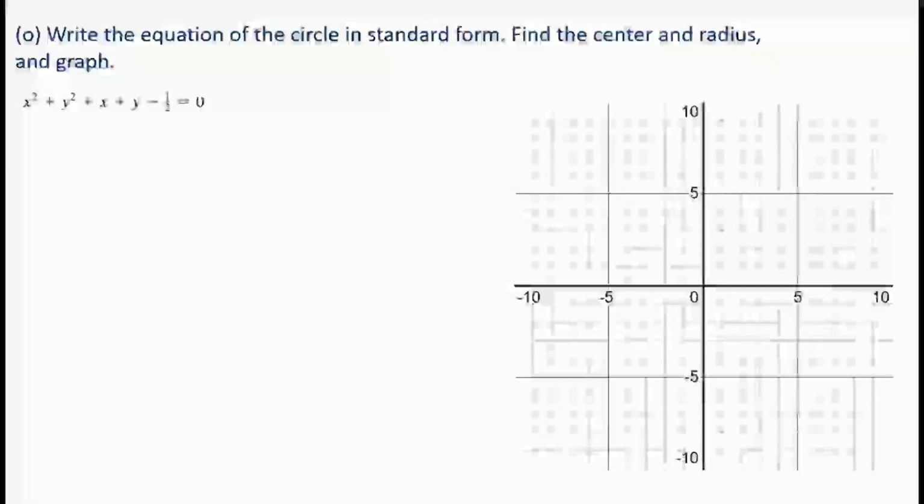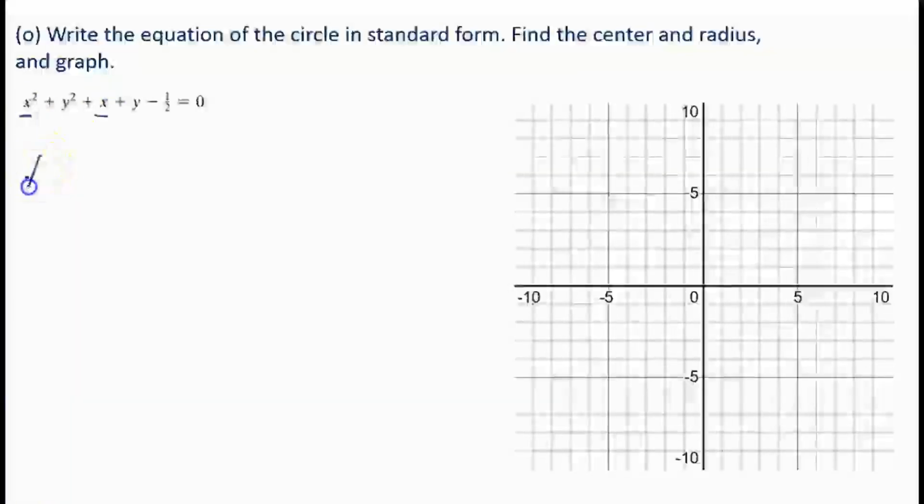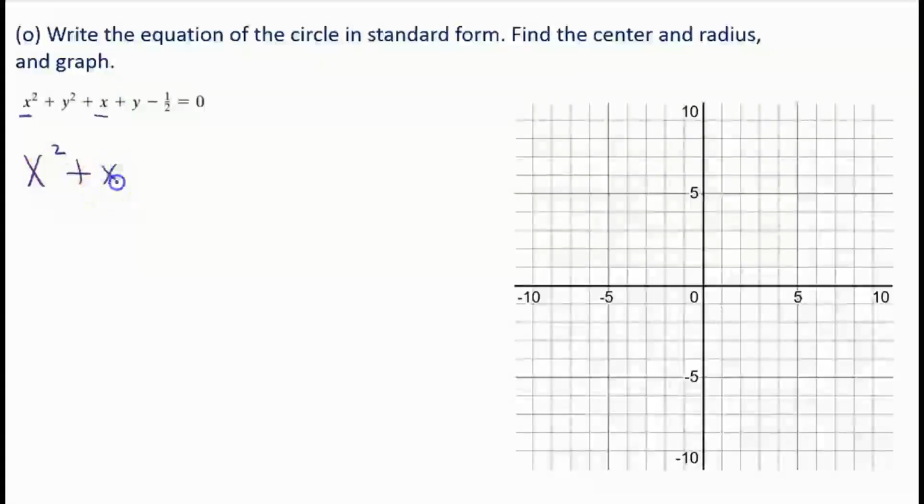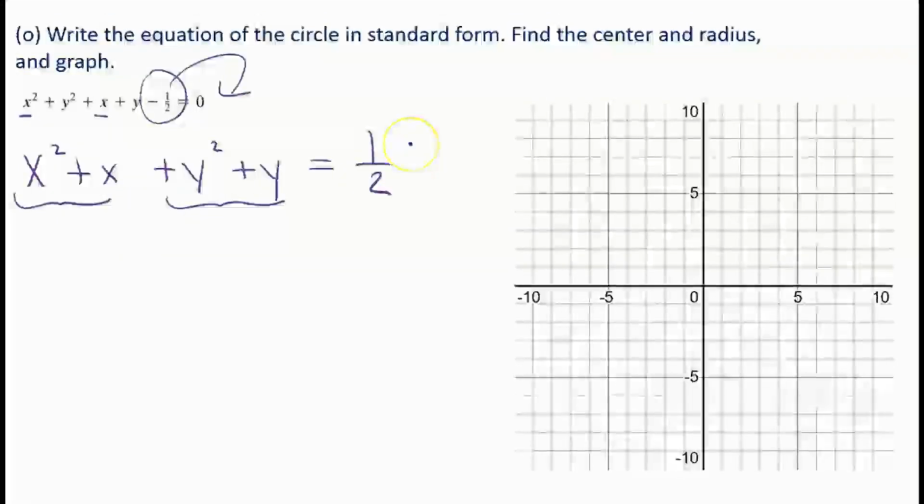Group your x's together. Notice I've got an x squared and an x right here and here. So x squared plus x. Group your y's together. So that's y squared plus y. And then this constant goes to the other side. So that equals positive 1/2 when I moved them over. So these are my x's, these are my y's, and then my numbers on the other side.